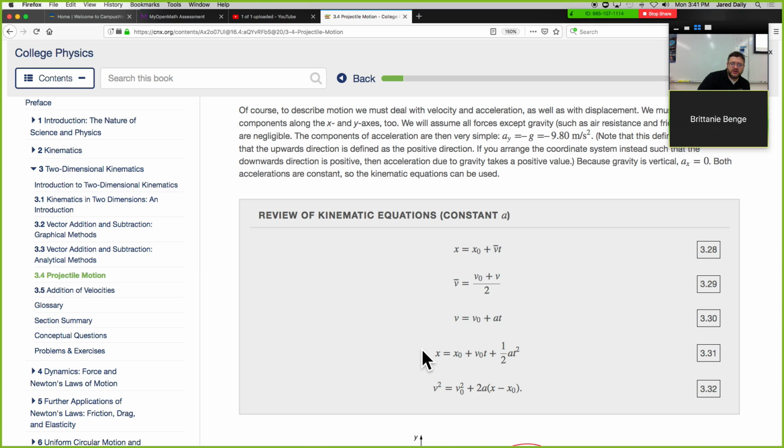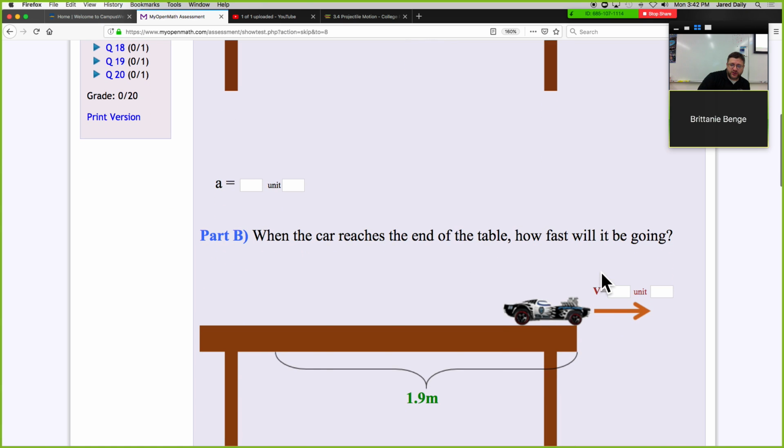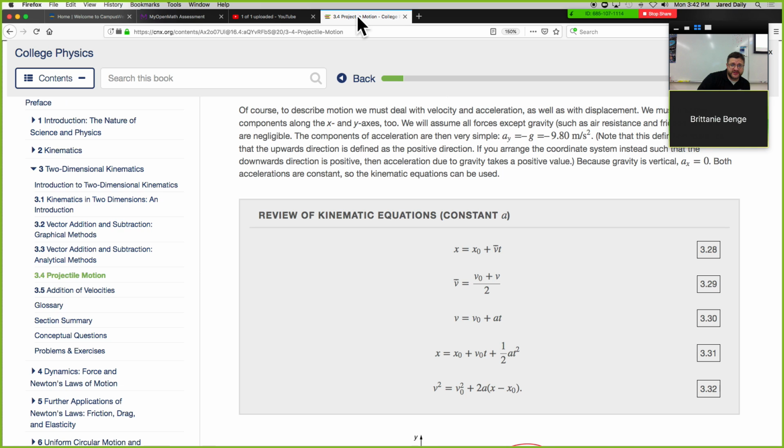So it'll be 2 times the distance divided by time squared will equal the acceleration. And that will get you part A. So this is the equation for part A. In part B, they want to know how fast it's going at the end. So once you have the acceleration, you have your choice of equations you can use. You could use this one because you have both the initial position, the final position, and the time.